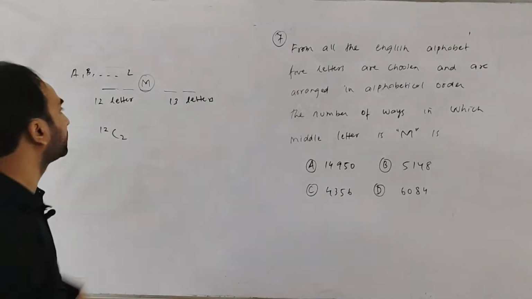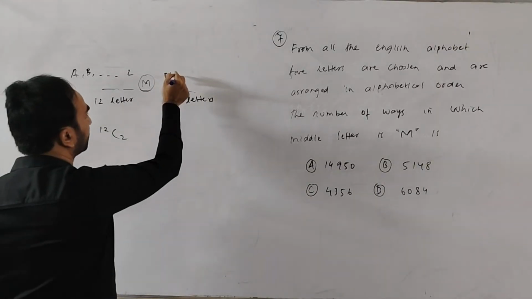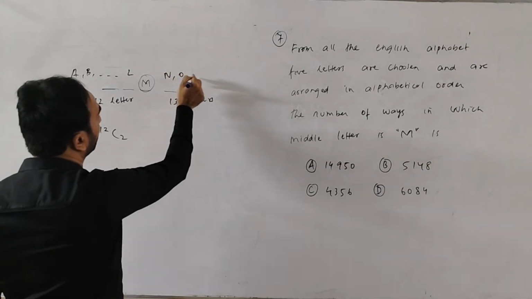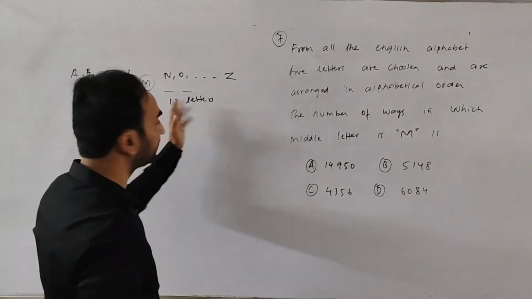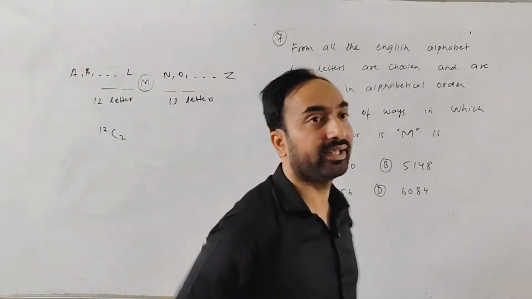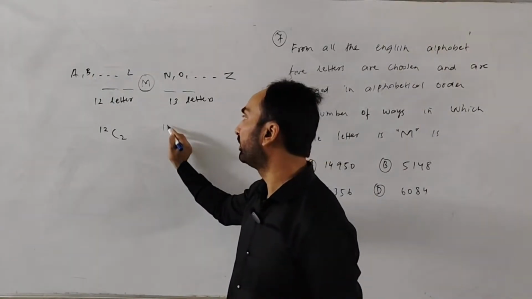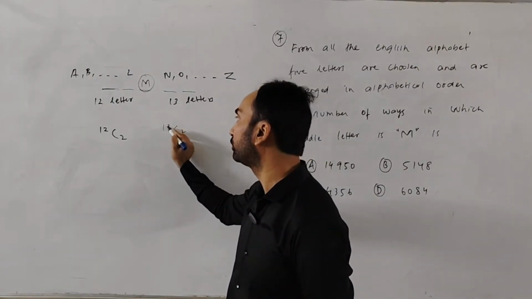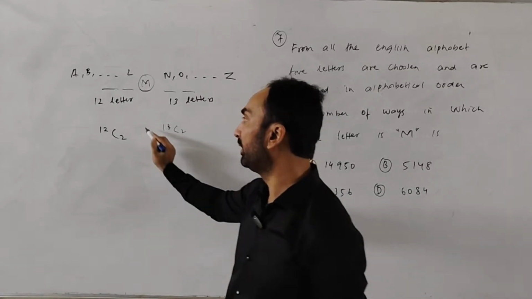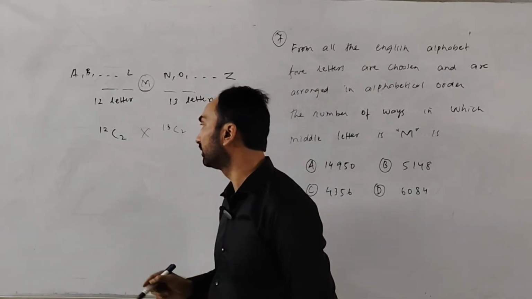After M, how many are available? From N to Z, like N, O, and so on till Z. There are 13 letters, right? And again, the places we have to fill is 2. So this can be done in how many ways? 13C2. We have to choose 2, no? So 13C2. Then multiply 12C2 and 13C2.